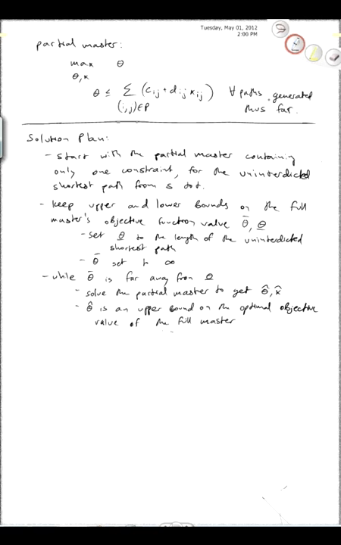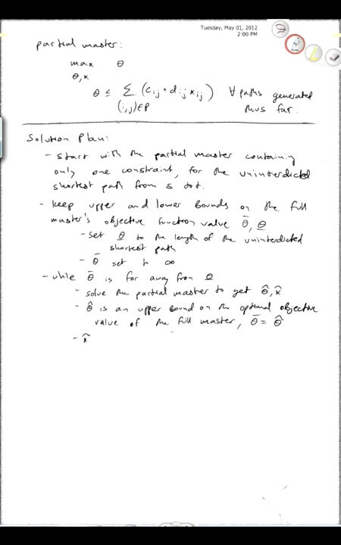It's because the partial master looks exactly the same as the full master, except it possibly has a few less constraints. And because the partial master possibly has a few less constraints, its optimal value can only be bigger than the optimal value of the full master. And that's why theta hat gives an upper bound to the optimal value of the full master. It's because the partial master is a relaxation. And so here we're going to set theta upper bar equal to this theta hat, because we got a new upper bound on our full master.